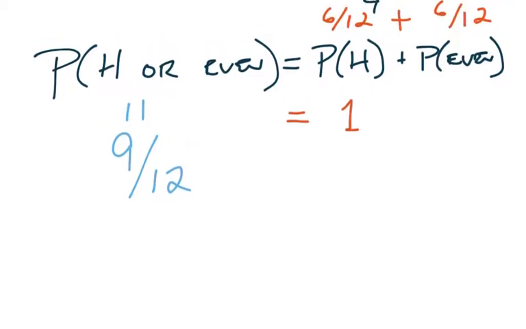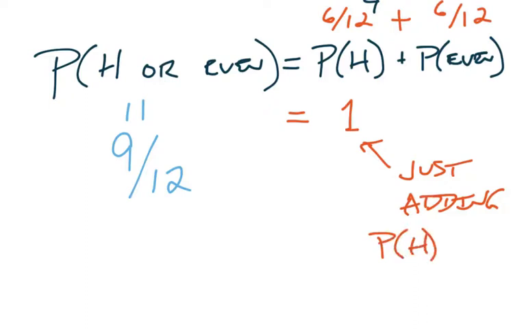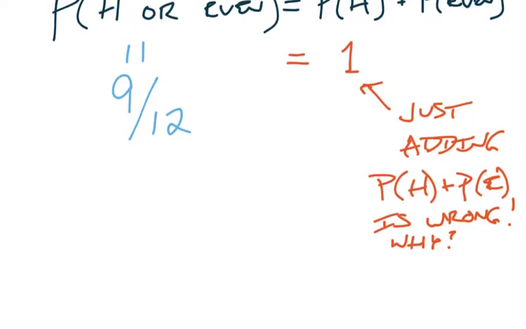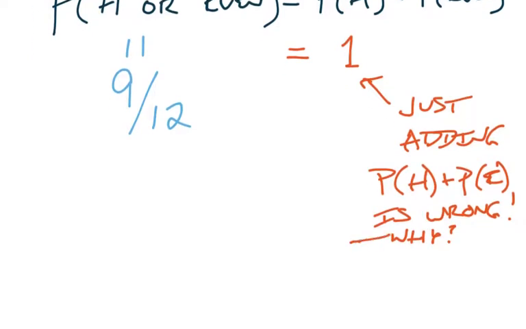This is the question that we need to ask right now, right? So let me summarize this, right? Just adding the probability of heads plus the probability of evens is wrong. Number 1, why? And 2, how do we fix it?